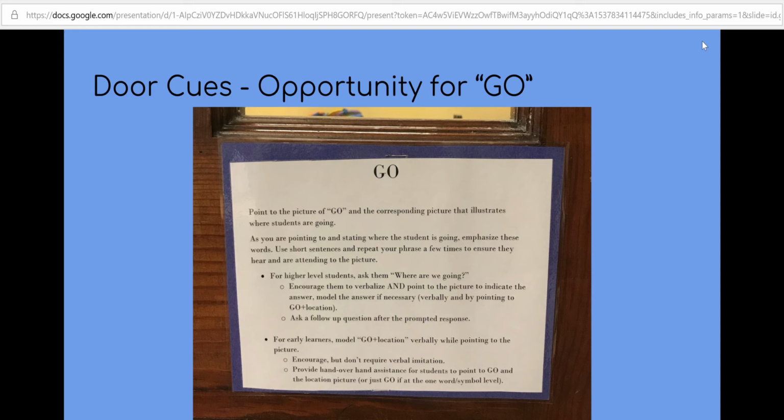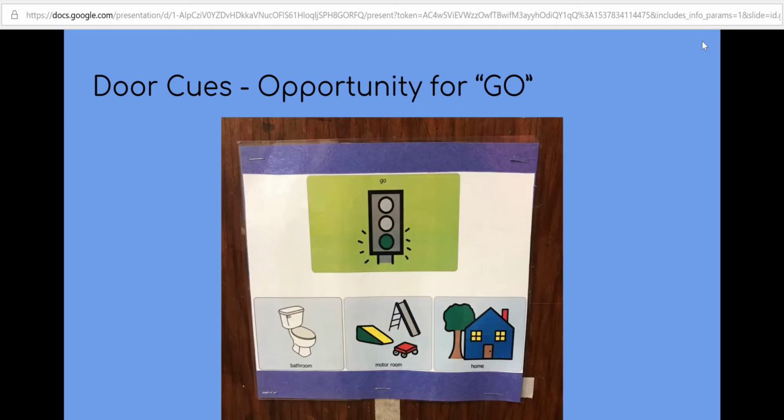For the early learners, you would model go and then the location. So if they're going home, you would just model go home and then point to the go and the home symbol on the next page. You would encourage but don't require their verbal imitation at this time, and provide hand-over-hand assistance for students to point to the word go and the location picture, or just go if they are at the one word level. And there is the door visual for go. As you can see, there's the picture of go, and then you can sequence that with another symbol below.